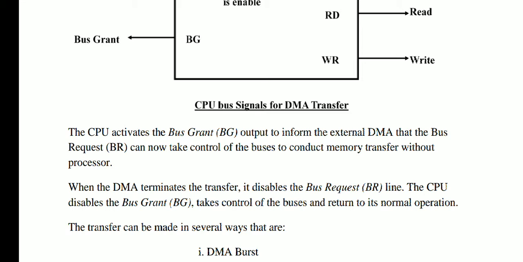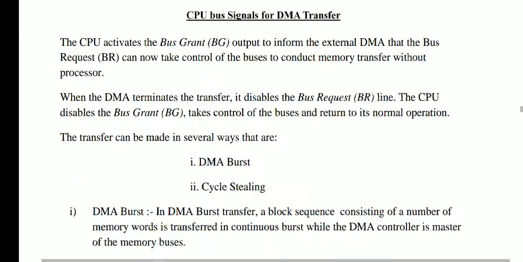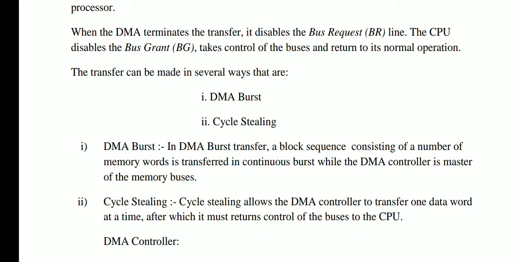The transfer can be made in several ways, that are DMA burst and cycle stealing. In DMA burst transfer, a block sequence consisting of a number of memory words is transferred in a continuous burst while the DMA controller is master of the memory bus. Cycle stealing allows the DMA controller to transfer one data word at a time, after which it must return control of the bus to the CPU.